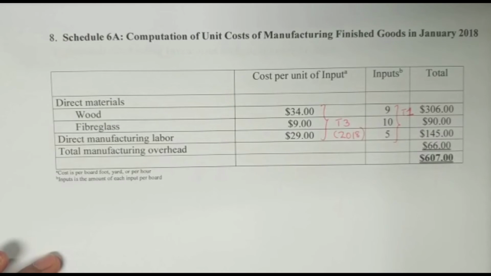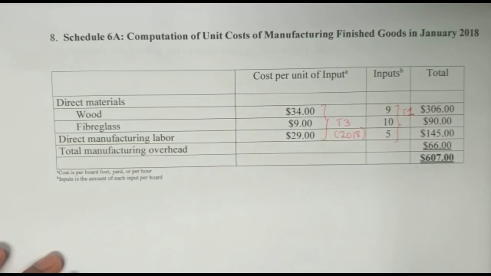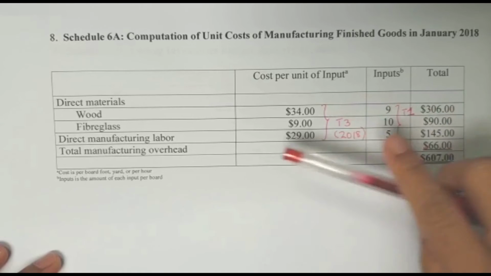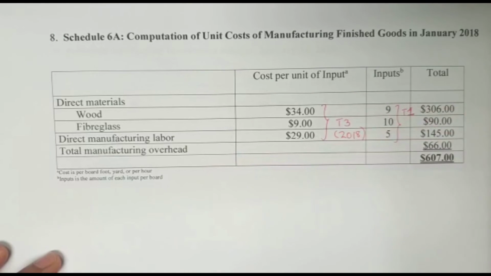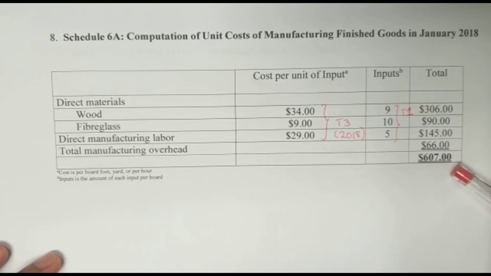All right, now we look at schedule 6A on the computation of unit cost of manufacturing finished goods in January 2018. We are going to break down the cost per unit together with the inputs, the quantity that we use for wood, for fiberglass, for labor, as well as our overhead. We want to know for each of them how much the company has to prepare, as well as the total of them.